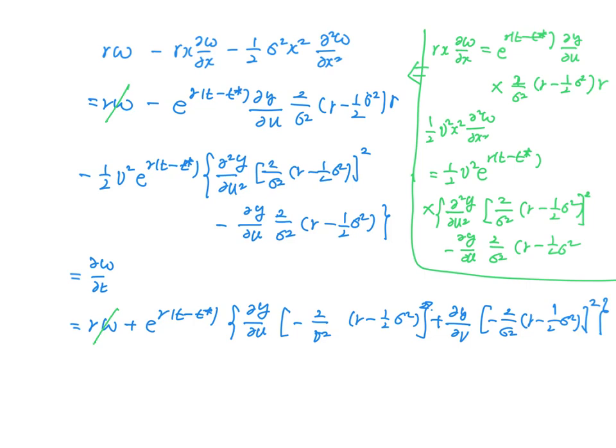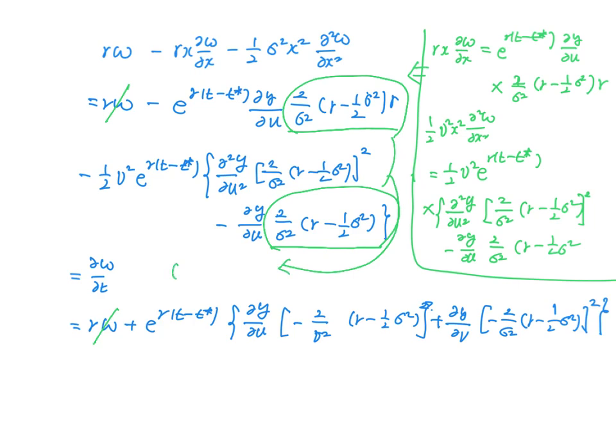So you can combine this together with this. What happens? So this and this, you can combine them together. What happens? We have a common factor, r minus 1/2 sigma square, 2 over sigma square, r minus... something is wrong.